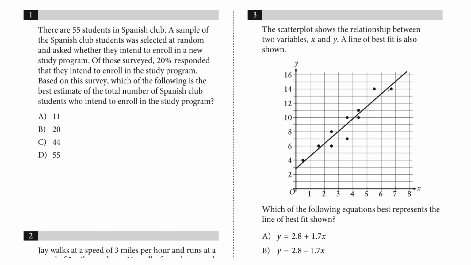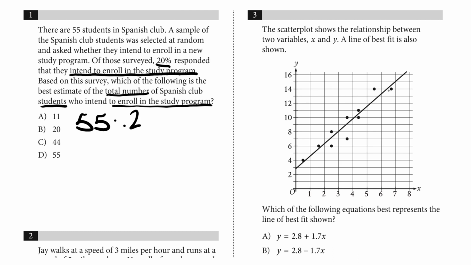Well, we know that there are 55 students in the Spanish Club who were surveyed, and they said that 22% responded that they intend to enroll in the study program. And the question is asking, what is the total number of Spanish Club students who intend to enroll in the study program? So since 20% responded that they would, we're going to multiply the total number of students by 20%, which is 0.2. And when we multiply these two numbers together, we get 11 students.